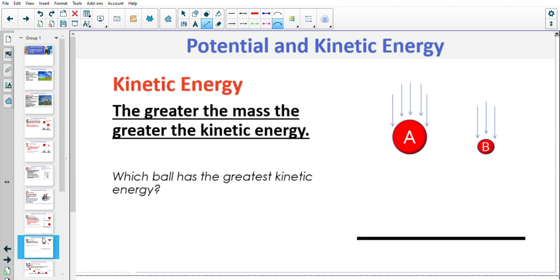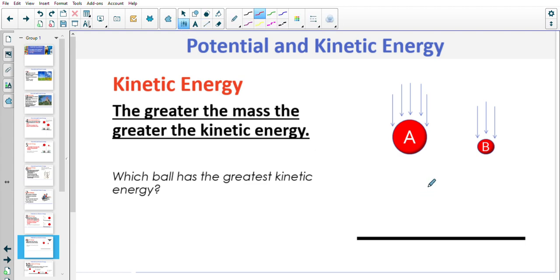Kinetic energy: the greater the mass, the greater the kinetic energy. Which ball has the greater kinetic energy? Again, that's going to be the bigger ball because it has more mass.